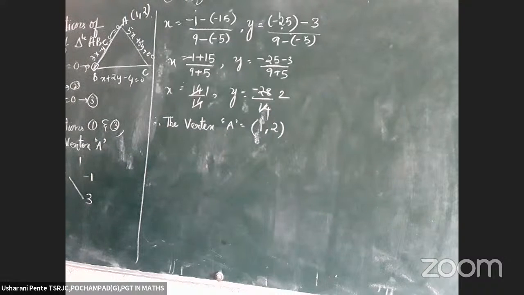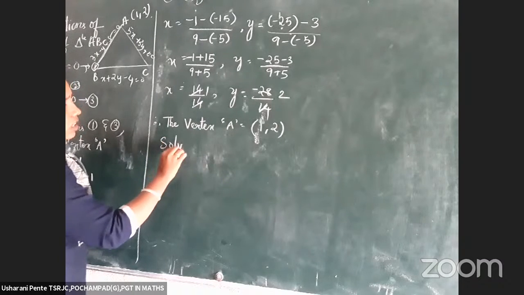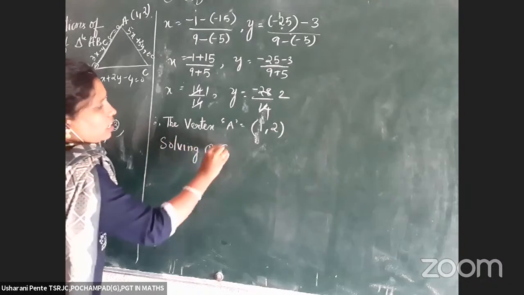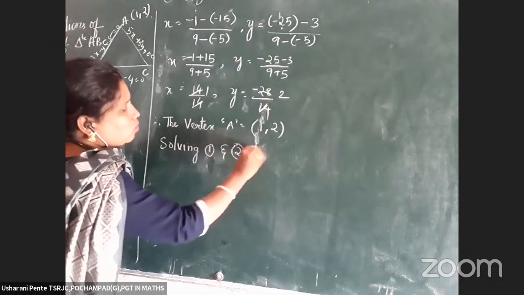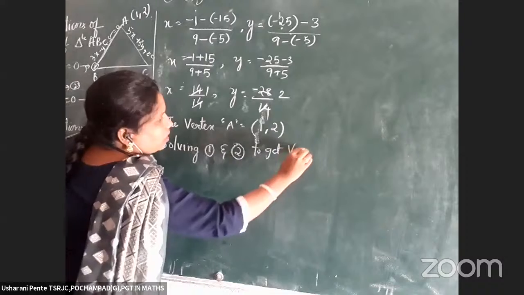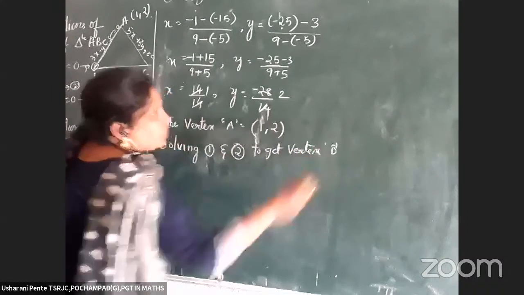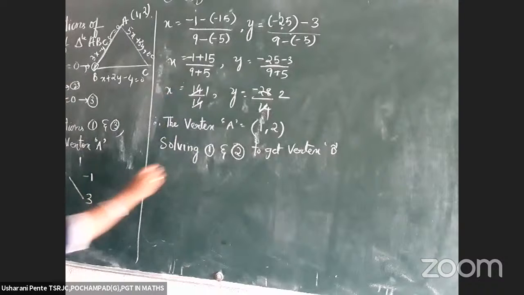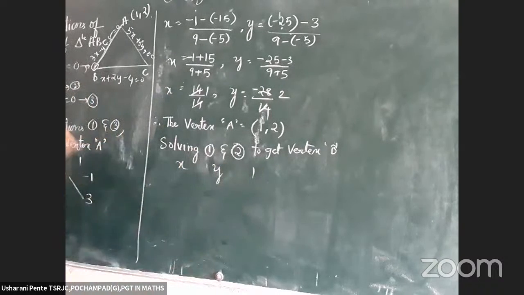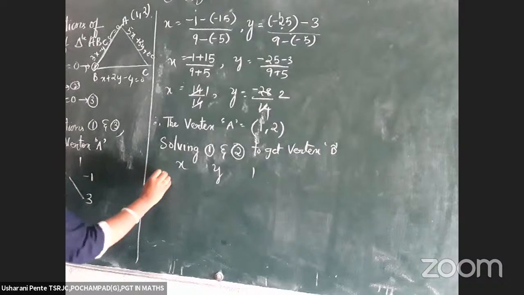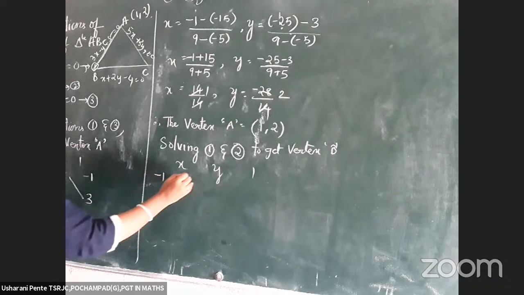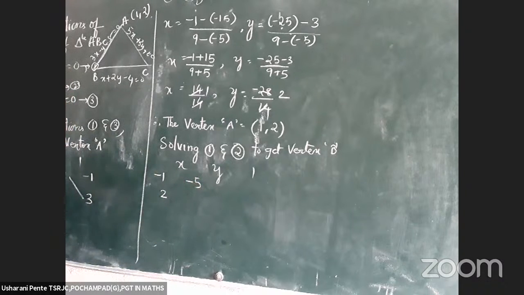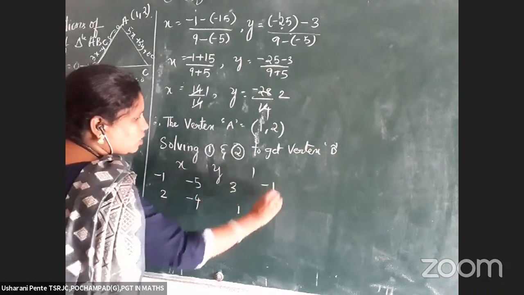Next, to get the vertex B, which equations do we need to solve? We need to solve equation 1 and equation 2, to get vertex B. We need to solve these two equations, that is x, y and 1. So what is y? We have -1 and 2, next 5, -5 and -4, 3 and 1. 3, 1, -1 and 2.